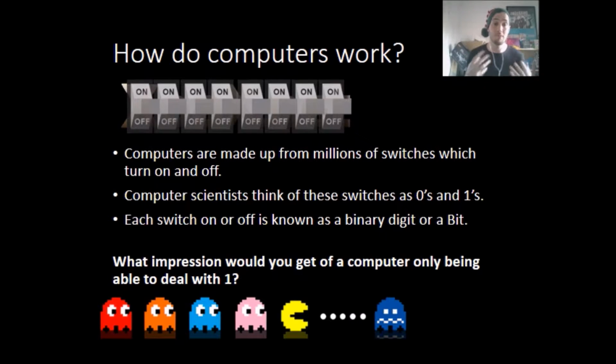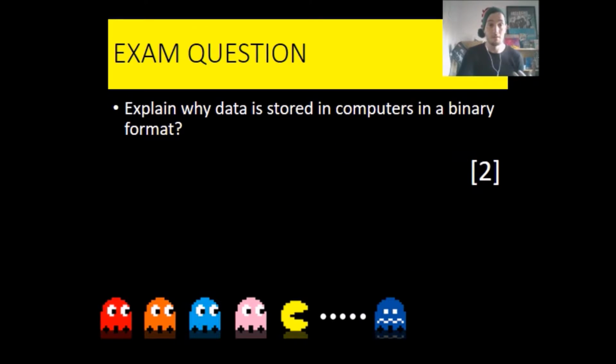Now, with this in mind, the impression that you can get from computer systems is that computers are very stupid in that they can only use ones or zeros. Now, moving on, this is the type of exam question that you would get in a GCSE computing syllabus. You need to be able to explain why data is stored in a computer in a binary format. So here's some think time.